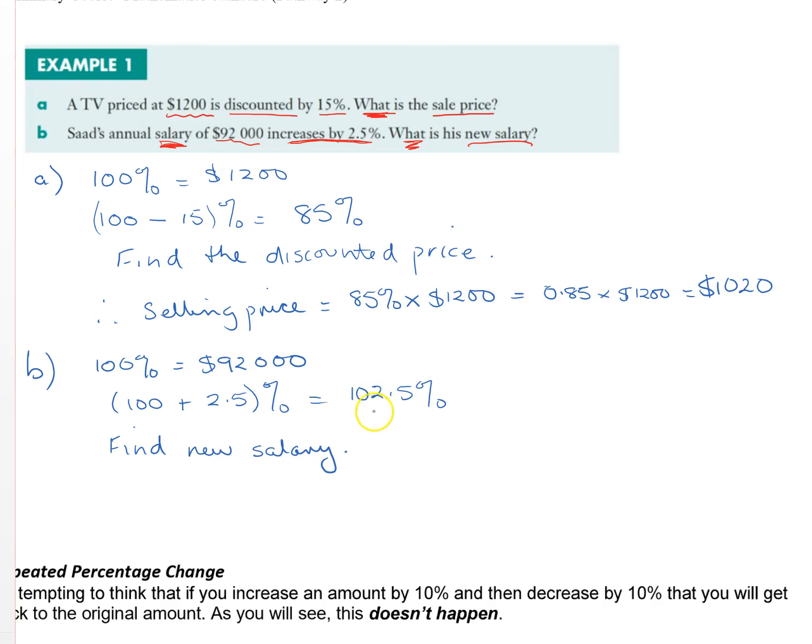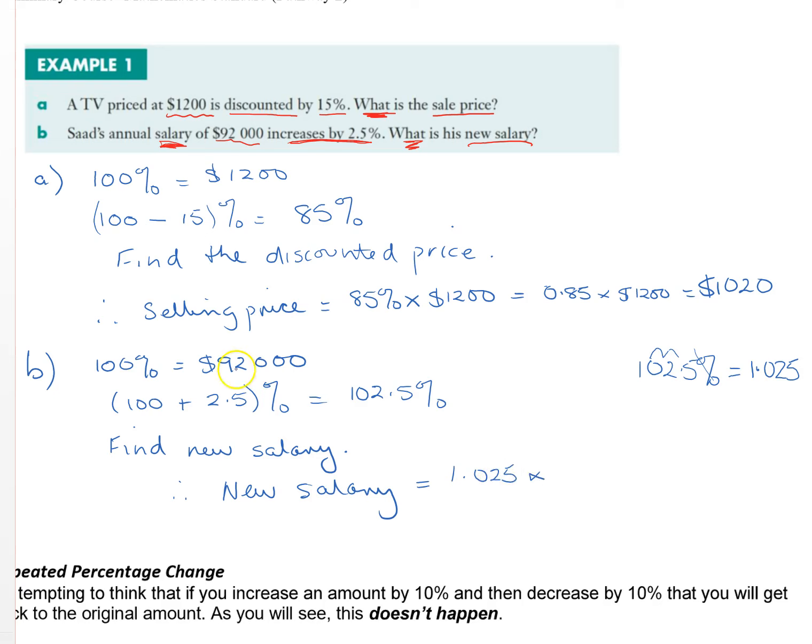So clearly the new salary is this 102.5%. Therefore, the new salary is 102.5% of 92,000. Now, you can do a little calculation over on the side. 102.5% would be, drop the percentage off, move your decimal point back 2 places, and you get 1.025. Don't cut that off. Keep it as 1.025.